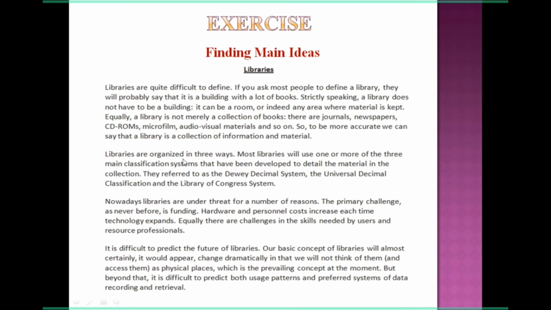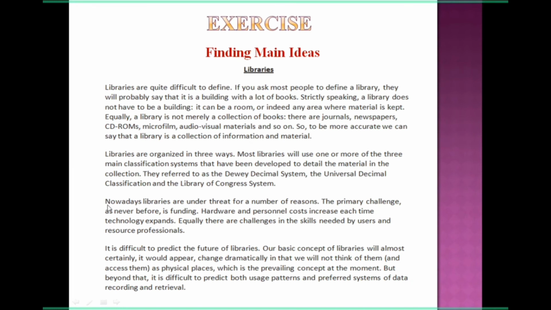Paragraph 2. Libraries are organized in three ways. Libraries will use one or more of the three main classification systems. So this paragraph is about the classification system of libraries. Most of the time you will get the main idea of a paragraph in the first sentence or in the last sentence. Here you can see we got the main idea of the previous paragraph in the last sentence, and in this second paragraph we found it in the first sentence, which is the classification system of libraries. There are the Dewey decimal system, universal decimal classification, and all that.